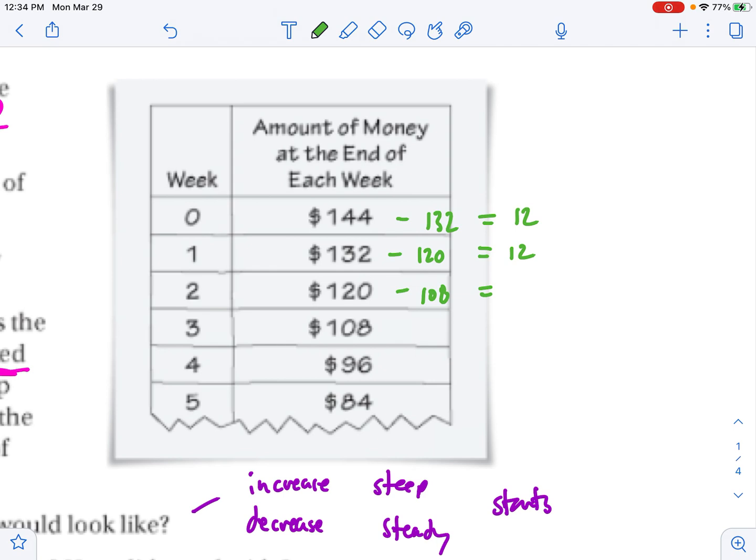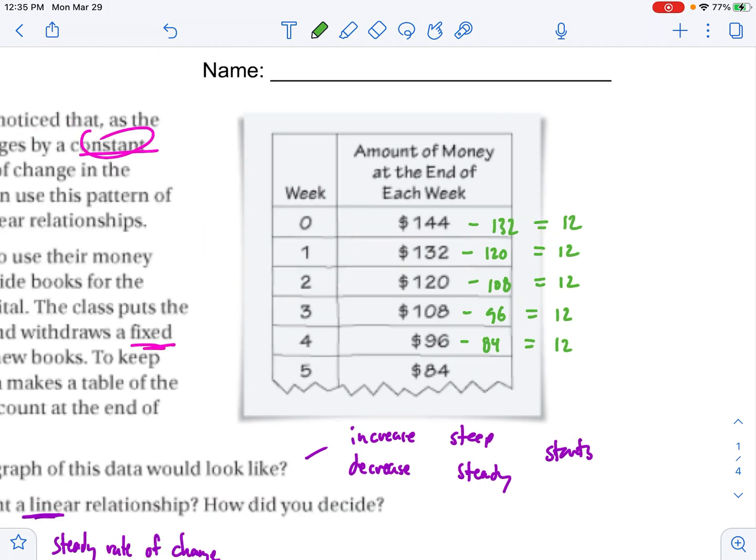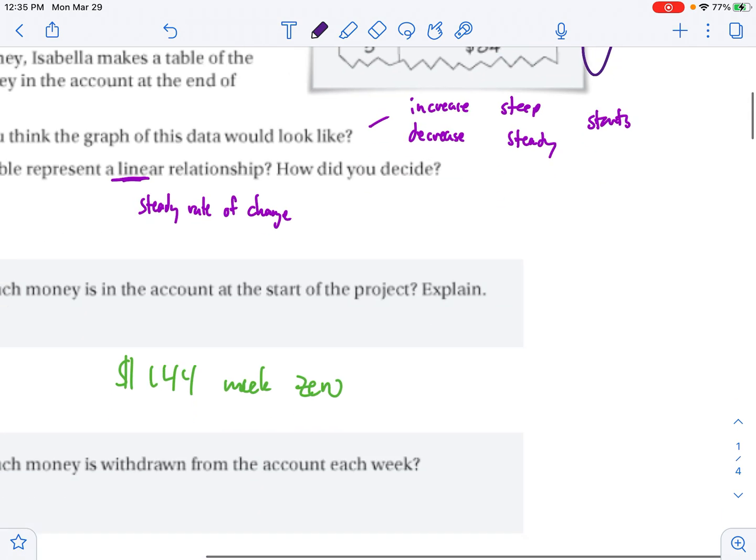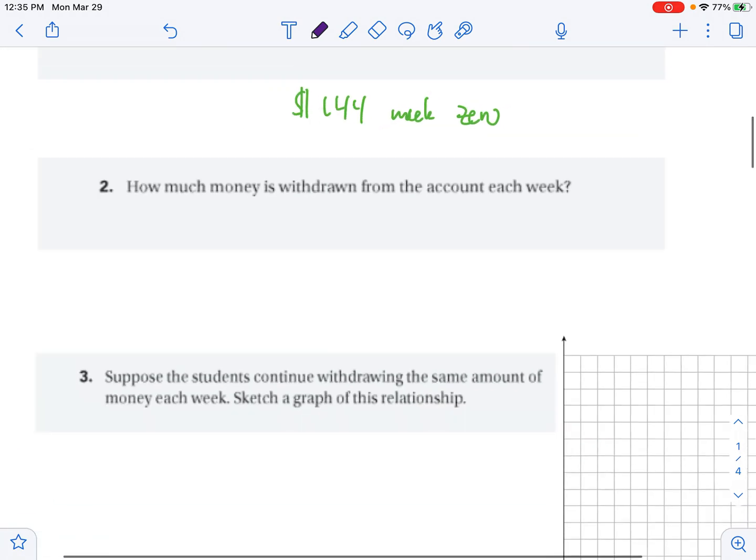120 minus 108 is 12. 108 minus 96 is 12. 96 minus 84 is 12. Oh my goodness. All right, folks, there's a pattern going on here. How much money is withdrawn from the account each week? It is $12, and it's a steady amount each time. So it's like going down $12.